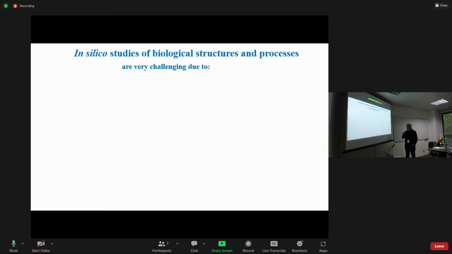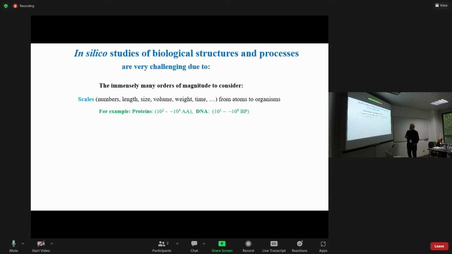But first, modeling is also called in silico studies. It's computations, studies taking place in a silicon chip, and so on. And when you do in silico studies on biological structures and processes, there are very, very many challenges there.